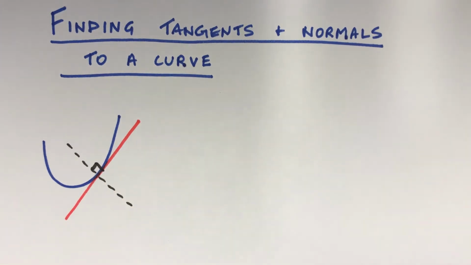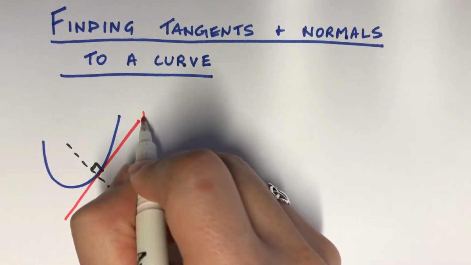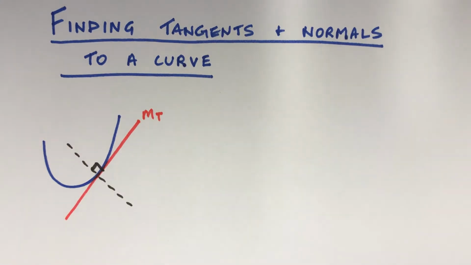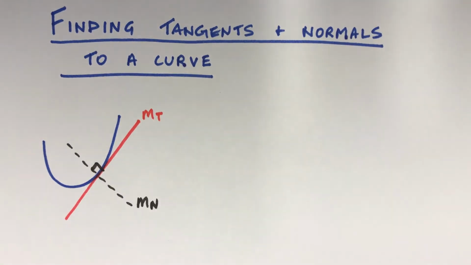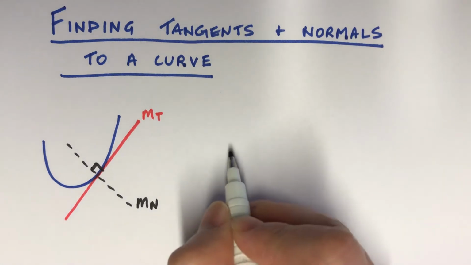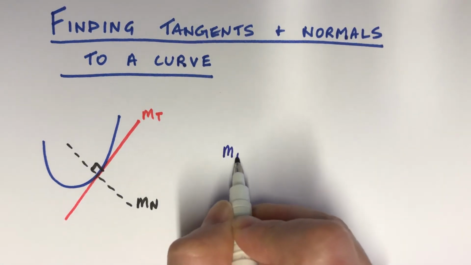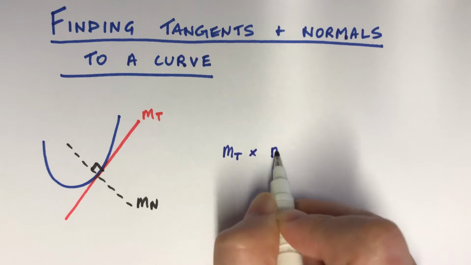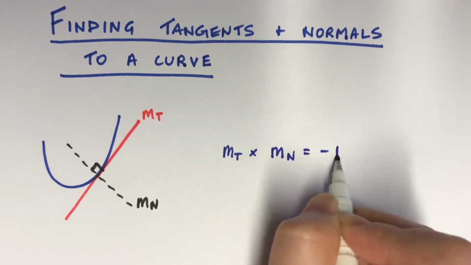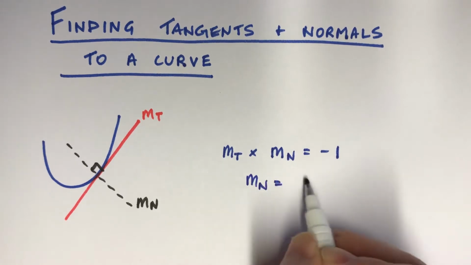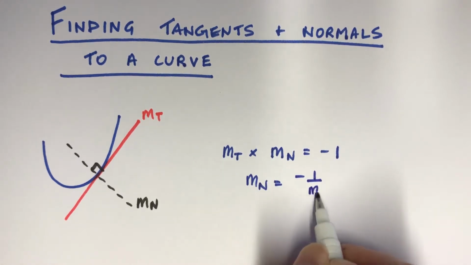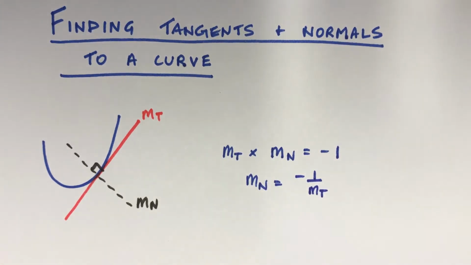Okay, so the gradient of the tangent and the gradient of the normal, when we do the product of those two, you probably learned that in year 10, you will get -1. So if you want to find the gradient of the normal, it is the negative reciprocal of the tangent. Okay, so remember that.